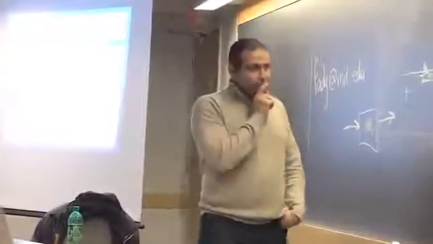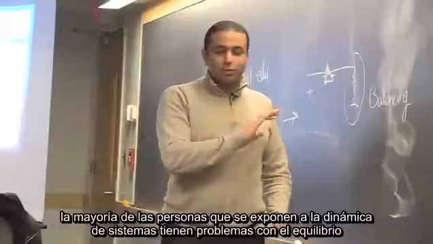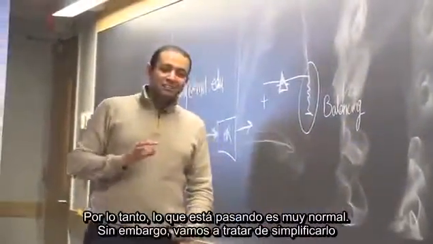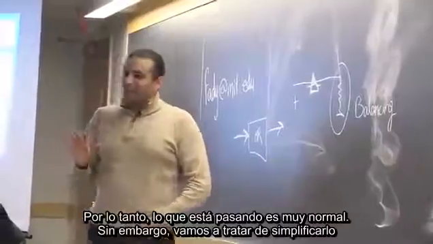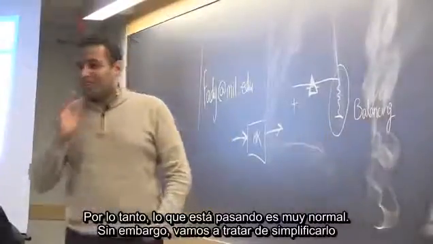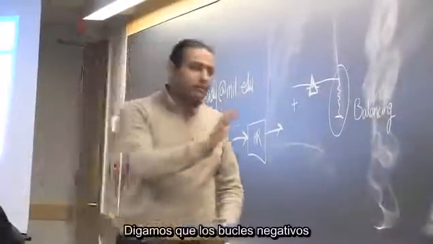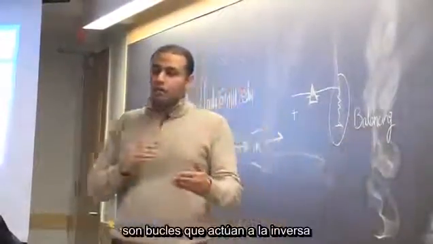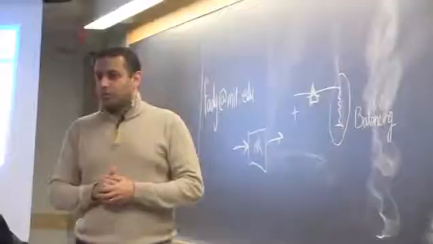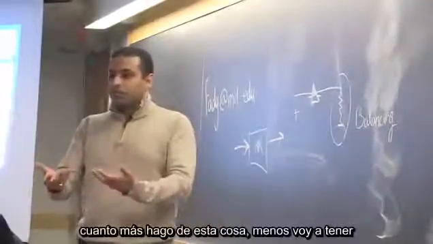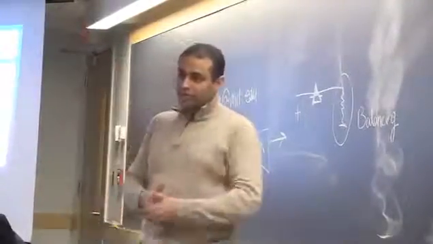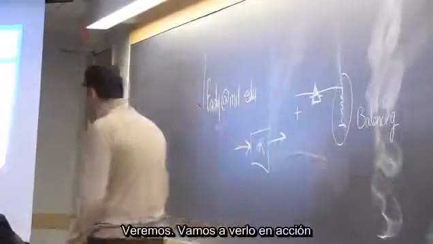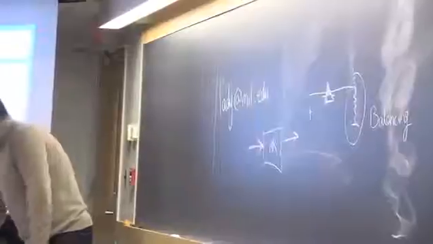So most of the people who get exposed to system dynamics have a problem with balancing. So what you are going through is very normal. But let's try to simplify it. Let's say that negative loops are loops that act in reverse. Like the more I do of this thing, the less I will have. Okay? We will see in action how this looks.